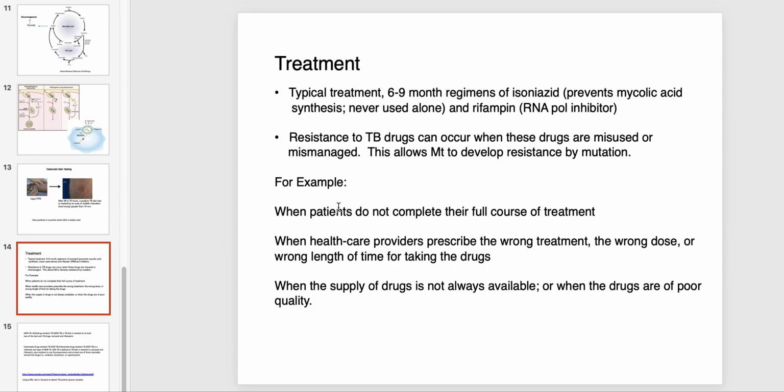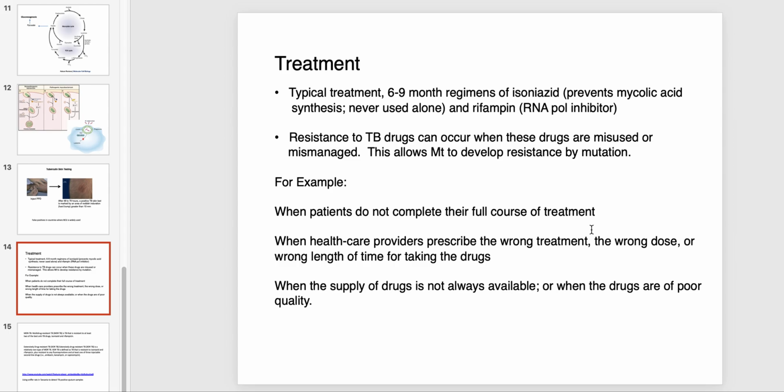And there's a reason why that can happen, such as people don't complete their full course, which is very typical. Imagine you get a typical strep throat, for example, the course of antibiotics is about 5 to 10 days or something. And how many times do people just forget, in that 5 to 10 day window, to take a dose? So you can imagine a 6 to 9 month course where you're doing this daily could be something that individuals forget on a regular basis.